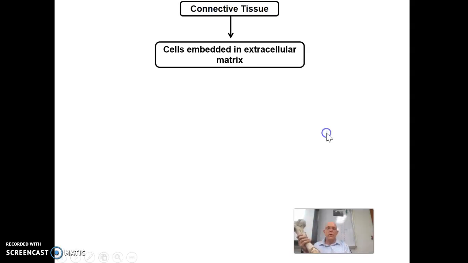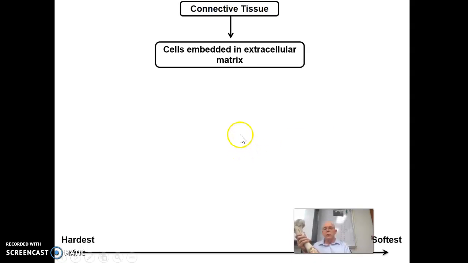Now we're going to put a little scale down here at the bottom. This is from the hardest tissue, and we're going to work our way over to the softest tissue, okay? That's just a way of organizing it, and that's how we're doing it, all right? We're going to talk about bones a little bit first. Now, we're not going to talk a lot about bones.